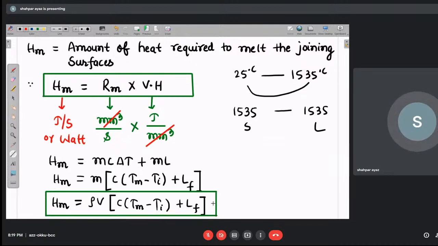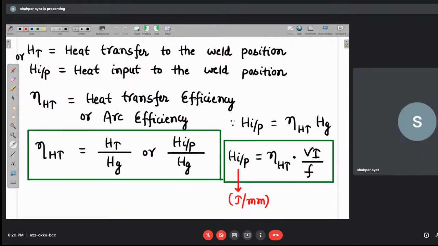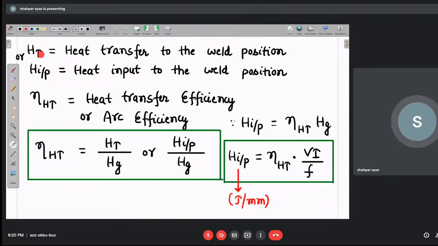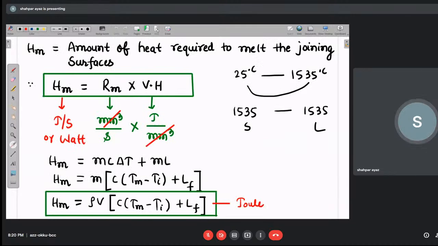And here the unit of Hm is joule, not joule per second. So take care of units. Unit is very, very important. So there are two methods to get Hm, and there are three terms of heat here: one is Hg, second is Ht, and third is Hm. Whenever you solve a numerical, take care that all these three must be in the same unit, either joule or joule per second, either joule or watt. So note down this part, everyone, the heat required to melt.